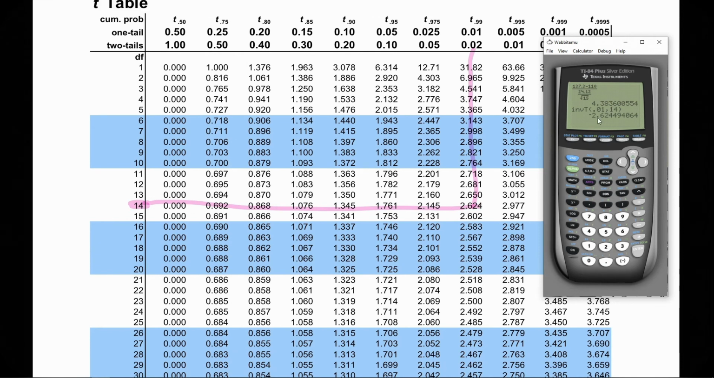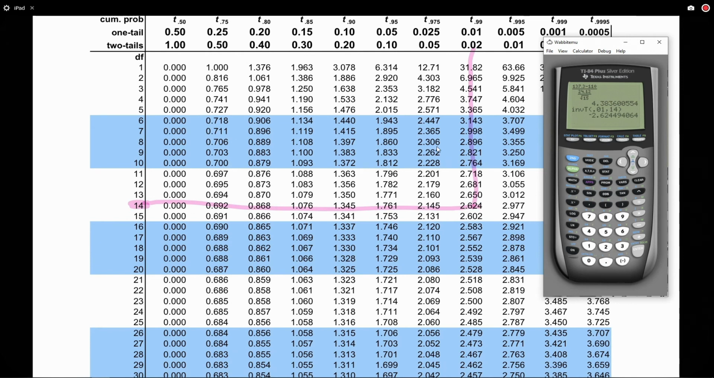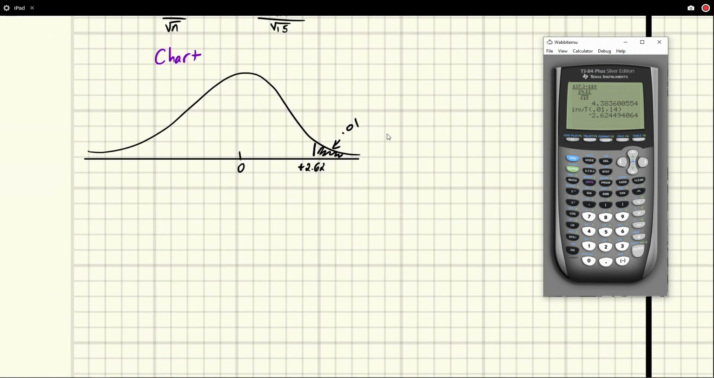And we see we get the exact same number. And we would just take the positive version. Notice there's no plus or minus here because they are using symmetry. So if you're on the negative side, you just take the minus. If you're on the positive, you just take the plus. So now we can come back to our distribution. And so there's both ways of doing it to get the critical value.